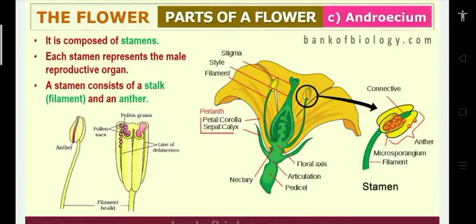See on the screen, the third whorl of the flower is androecium, composed of stamens. Androecium represents the male reproductive part of the flower. It consists of stamens. A stamen consists of stalk and anther. The stalk of the stamen is the filament. You observe on the screen what the filament is and what the anther is.